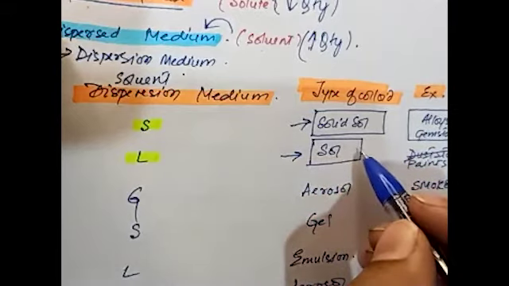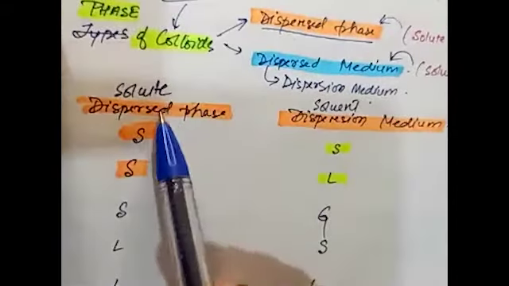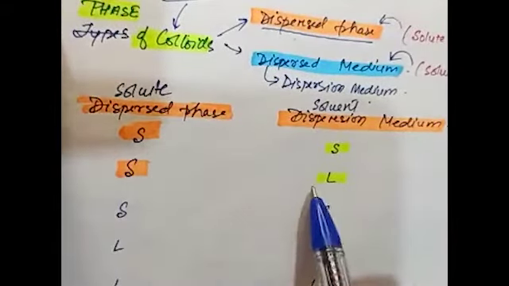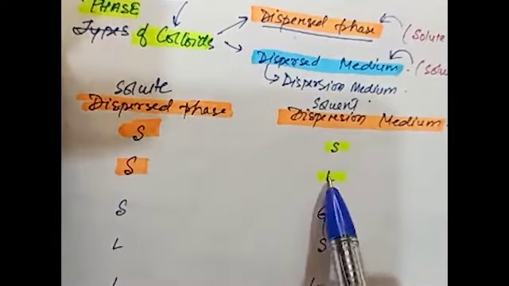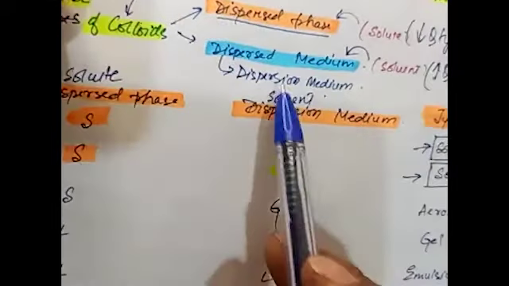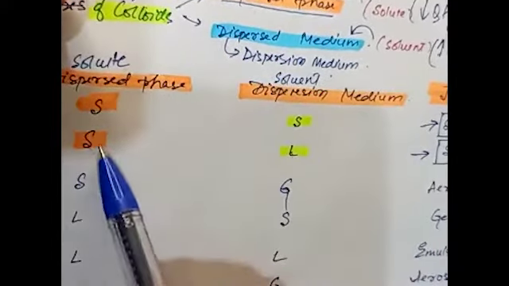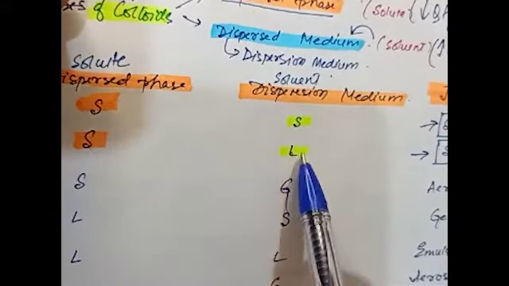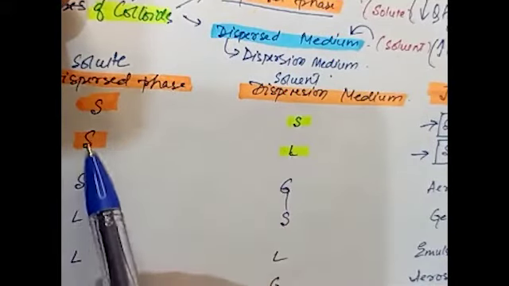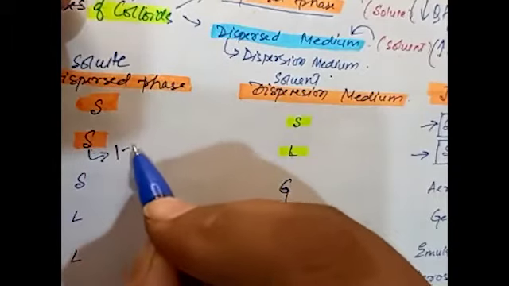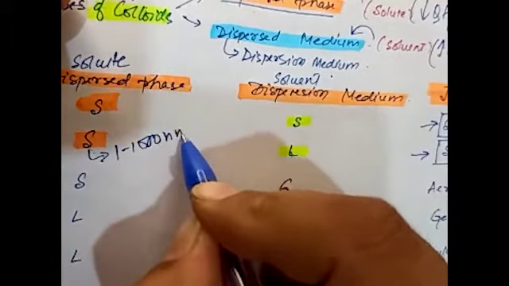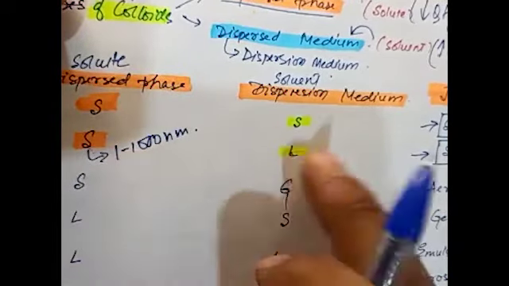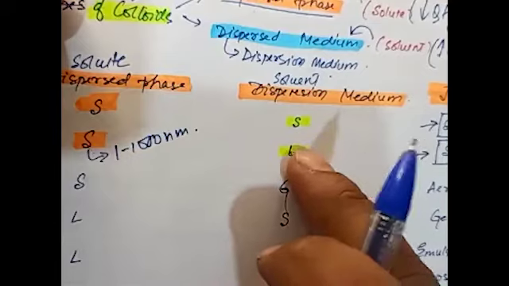Let me show the example again. Dispersed phase is solid, dispersion medium is liquid. What happens when the two are mixed? This is the lower quantity, this is the higher quantity. On my right side, all these are higher quantity, all these are lower quantity. So a lower quantity of solid is mixed in a higher quantity of liquid, provided that the size of the solid is between 1 to 1000 nanometer. This is the size range. When they two are mixed, they are known as sol, simply sol.